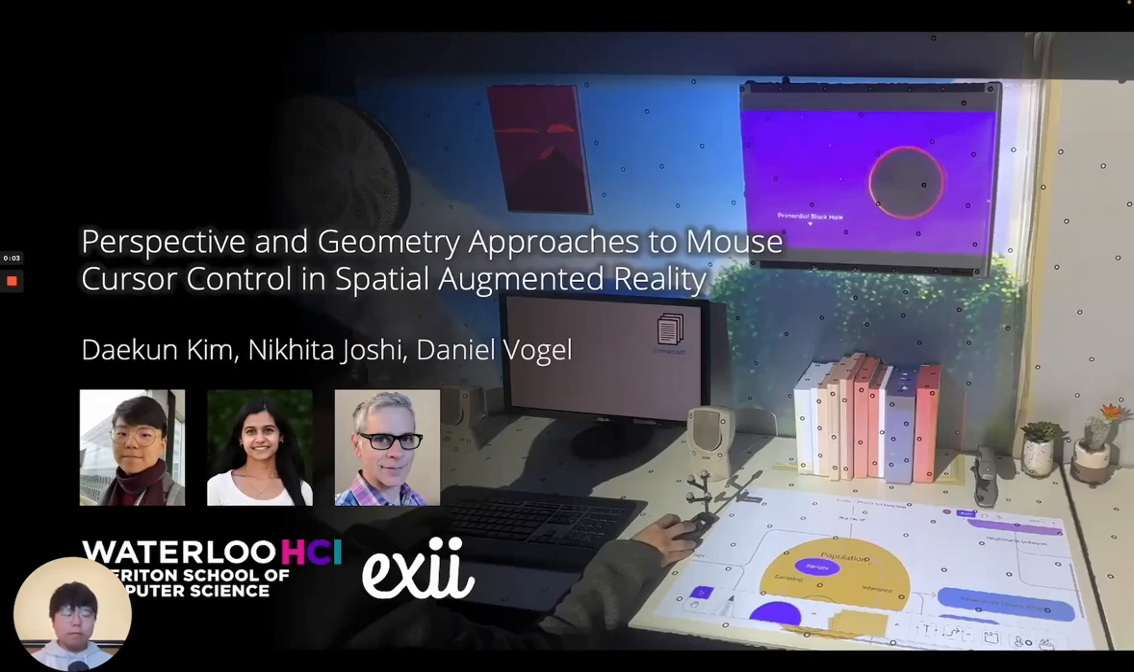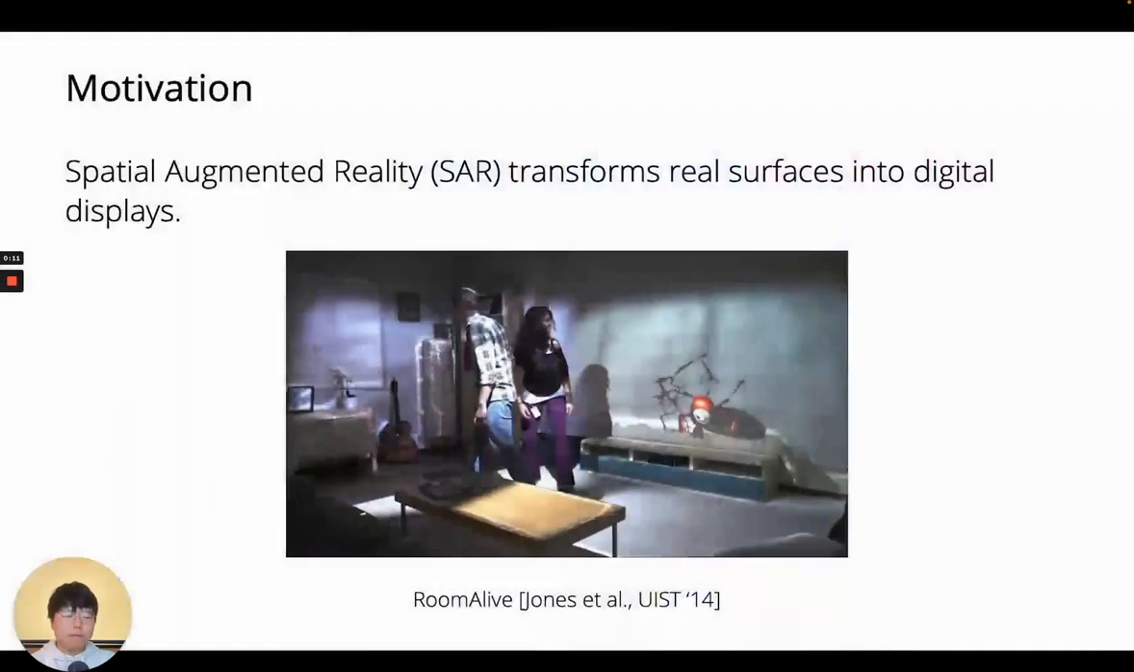Hi everyone, my name is Daekun Kim, and I'll be talking about our exploration on different approaches to mouse technique design for spatial augmented reality. Spatial augmented reality, or SAR, enables augmented reality experiences with projectors and existing surface geometry in the world.